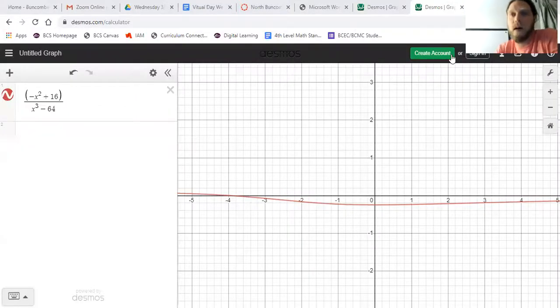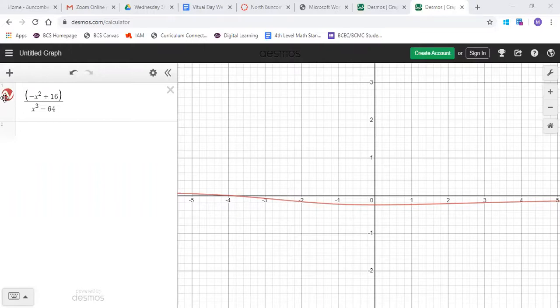All right, here's the most complex one we're going to look at today. It looks like negative x squared plus 16 all divided by x cubed minus 64. This is going to be a two-step problem, or a multi-step problem. I'm going to go ahead and start by finding those roots just like we had originally done.